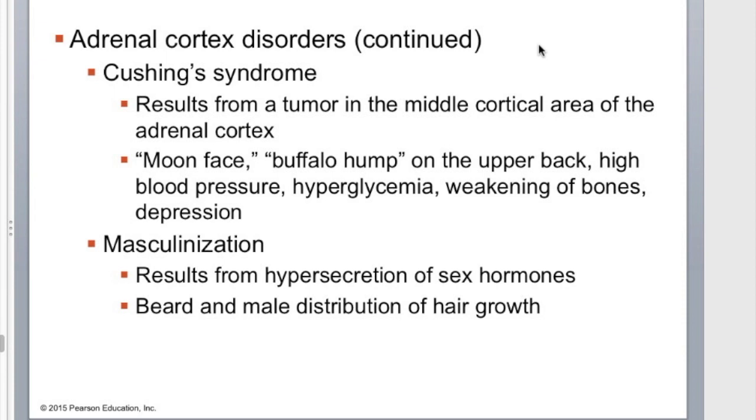It also causes depression. You've got masculinization, which is a hypersecretion of male sex hormones, usually seen in the bearded lady. 100 years ago when you had P.T. Barnum going around with his oddities, the lady that had the full beard was dealing with masculinization due to hypersecretion of male sex hormones.